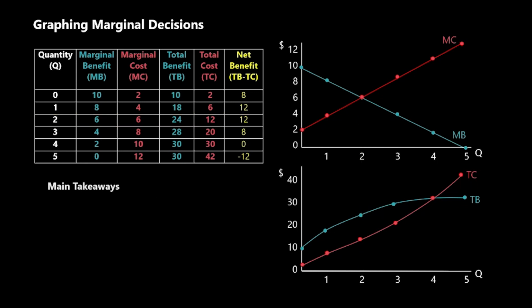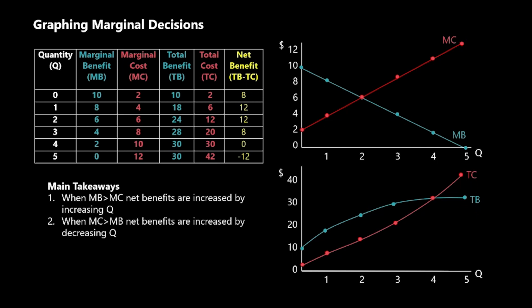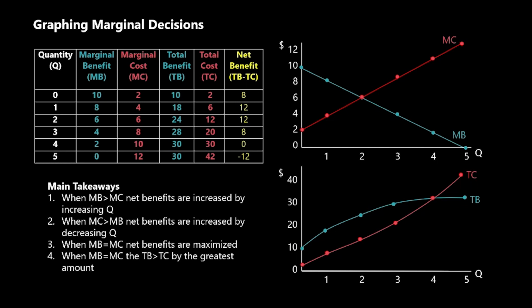So to sum, the main takeaways are that when marginal benefit is greater than marginal cost, net benefits are increased by increasing quantity. On the other hand, when marginal cost is greater than marginal benefit, you would increase your net benefits by decreasing Q. It's only at the point where marginal benefit equals marginal cost where your net benefits are maximized. Or another way of saying this is that when marginal benefit equals marginal cost, the total benefits are greater than the total cost by the greatest amount.